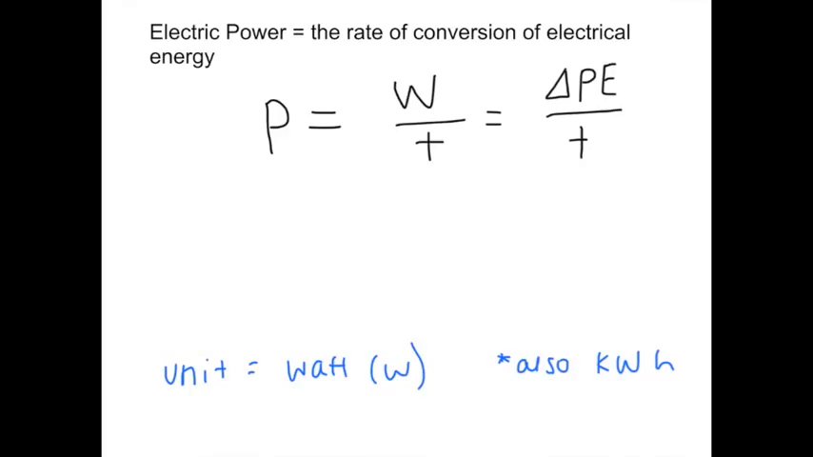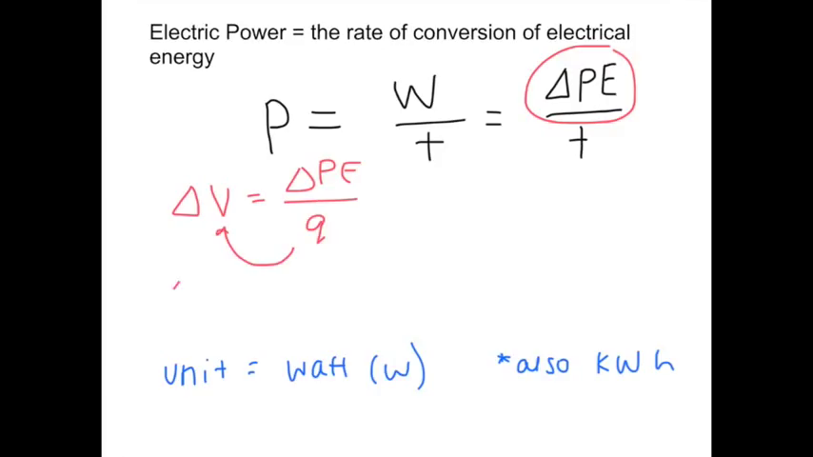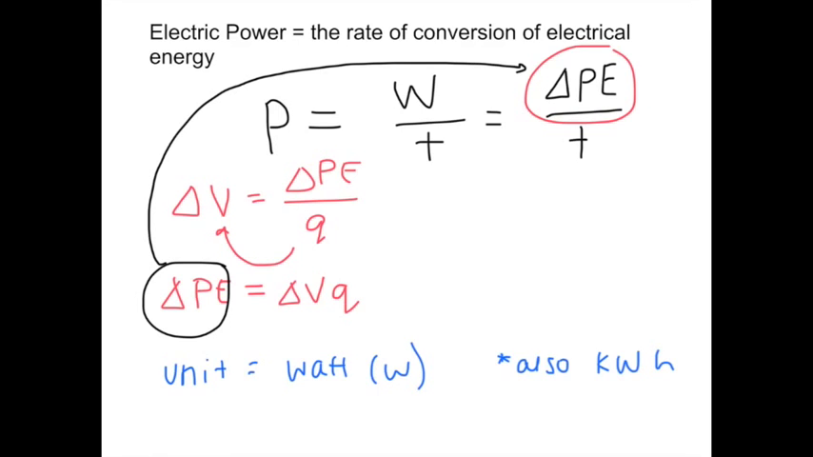Electric power is similar to the standard power that we've learned about previously, in that it's the rate of conversion of electrical energy. So we write power as work divided by time, or change in potential energy divided by time. We also know that potential difference is equal to change in potential energy divided by the charge. So we can multiply this Q over to the other side to isolate the change in potential energy, which we'll call delta V times Q. Now, as you can see, we have this expression for delta PE, which we can plug into the top. So we get that the power is equal to delta V times Q over T.